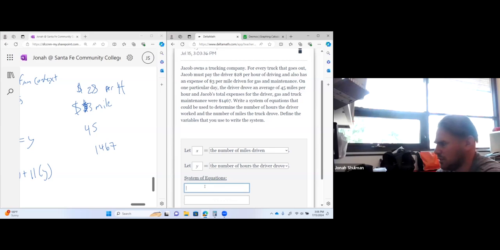So it's going to be 28x plus $28 per hour and $3 per mile. The maintenance was 14. Drove an average of 45 miles. So 45 times 3, that's 45 times y. 45 times x.